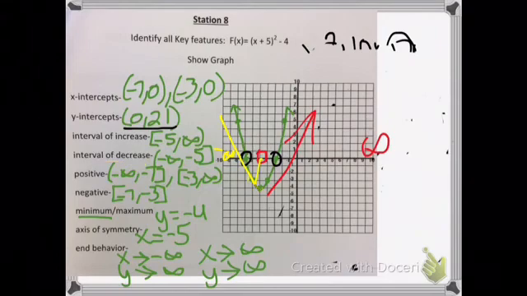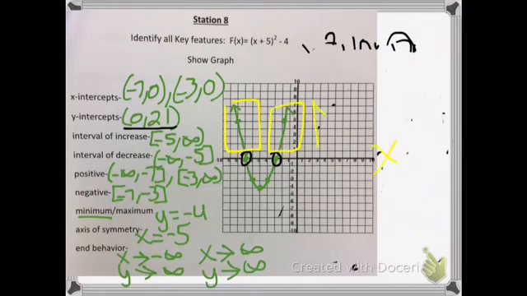Positive and negative, so let's look at this one, our positive and negative intervals. So notice that this is above and this is above the x-axis. All those are positive values. We know up on our y-axis is all positive. So one of our intervals is going to be from negative infinity to -7, because that's where it stops being above. And our other interval is from -3 to infinity.